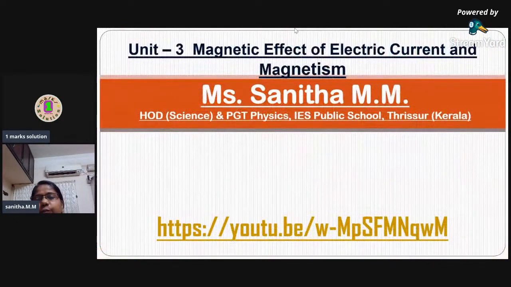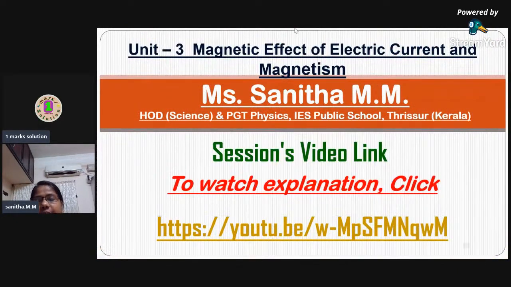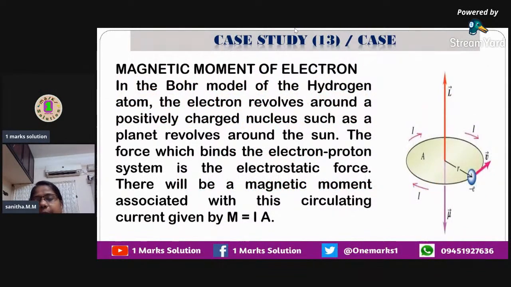Now we can go for the case study. The first one, you can see, is the magnetic moment of electron. What is that magnetic moment? Just like in electrostatics, you have studied the electric dipole moment, in magnetism also there is the magnetic dipole moment. Now, why is there a magnetic dipole moment of an electron?